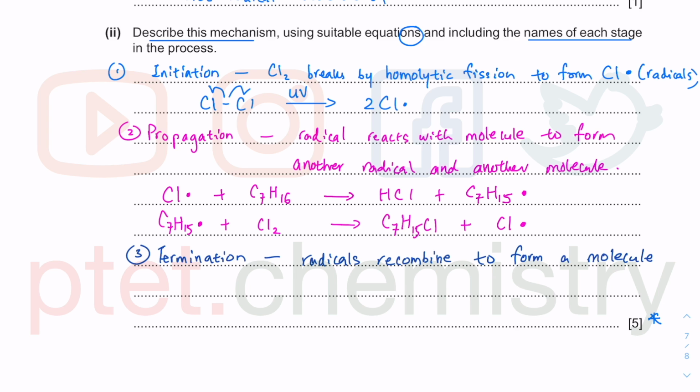So what we get is things like Cl dot and then C7H15 dot. I could write it like this: C7H15 dot plus Cl dot giving me C7H15Cl. So radical and radical recombine to give me no radical there. That is the termination step and the end of the 5-mark mechanism question.